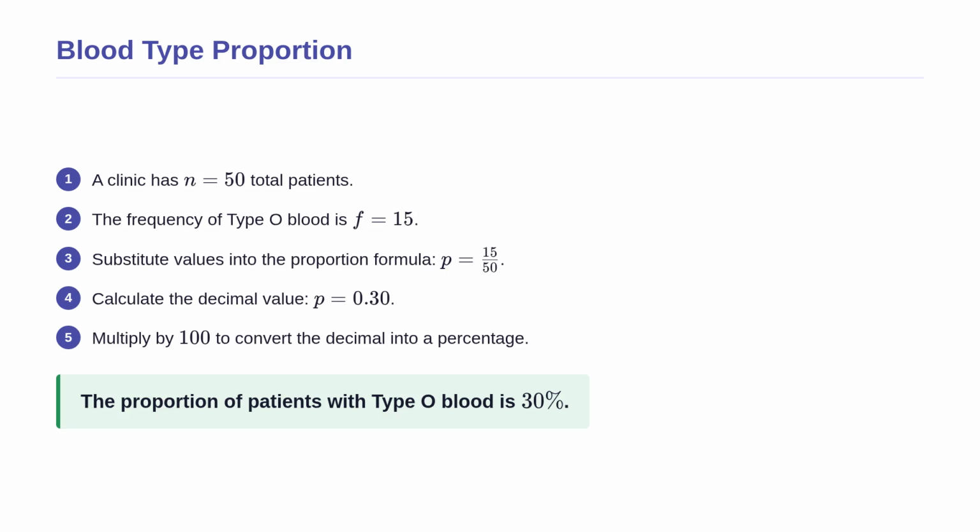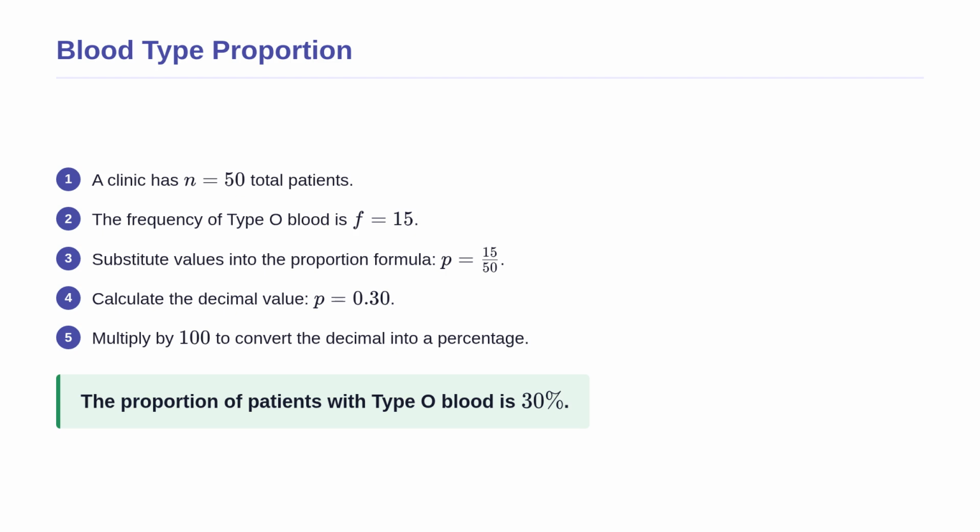Before we move on, let us see this proportion formula in action with a concrete example. A researcher collects blood type data from a small clinic. We're given a total of 50 patients, and we know that 15 of them have type O blood. We need to find the proportion and express it as a percentage.